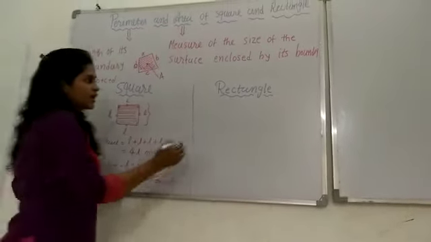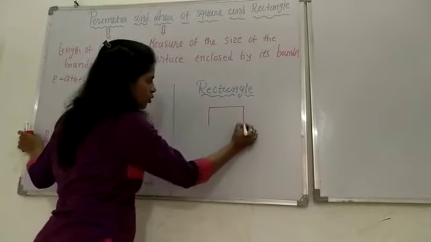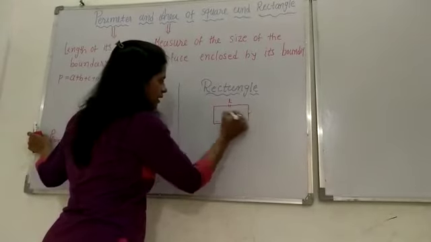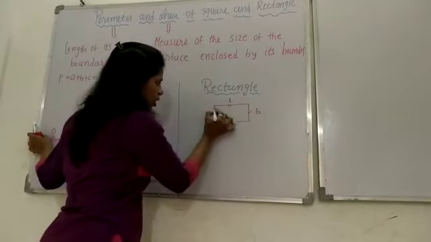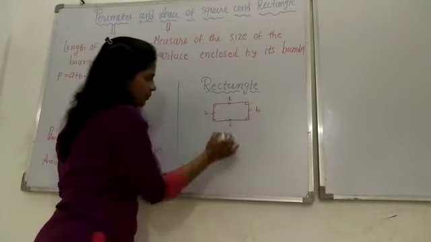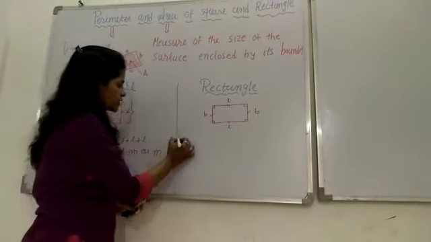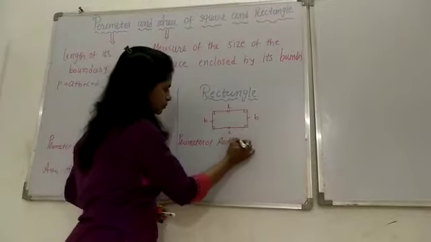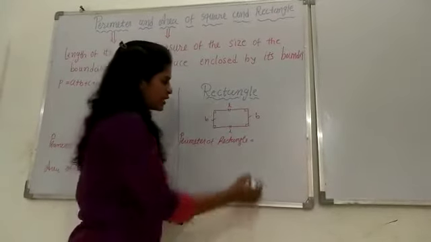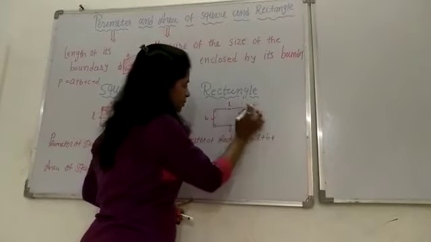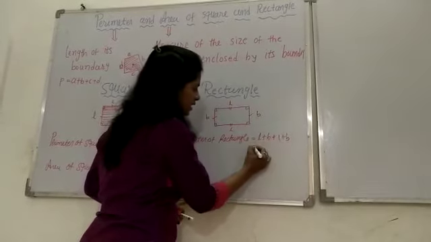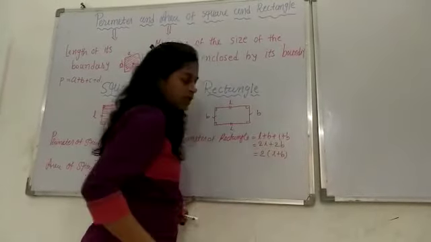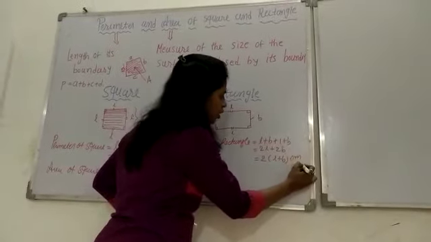Now rectangle. A rectangle is a quadrilateral whose opposite sides are equal. That means its lengths are equal and its breadths are equal, and all angles are 90 degrees. This type of figure is called a rectangle. So what is the perimeter of a rectangle? The length of its boundary. That means L plus B plus L plus B. That means 2 times L plus 2 times B. So it becomes 2 times (length plus breadth). Its unit is also centimeter or meter.